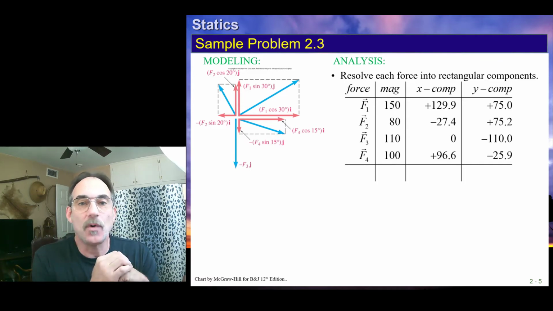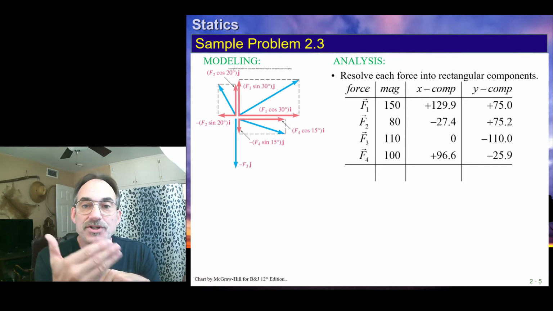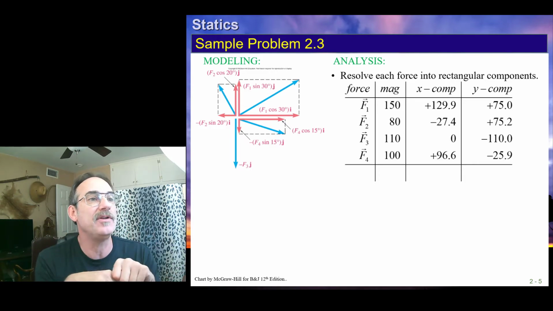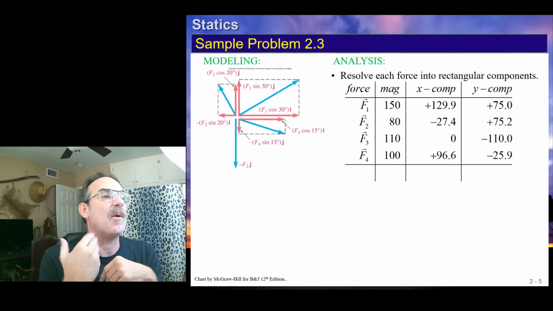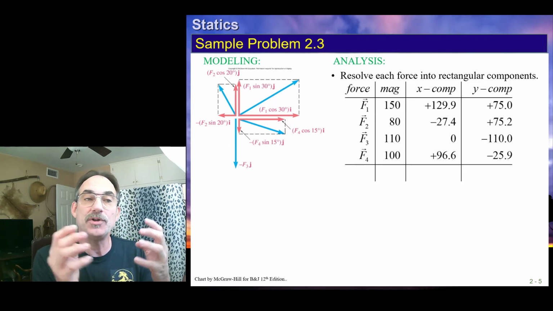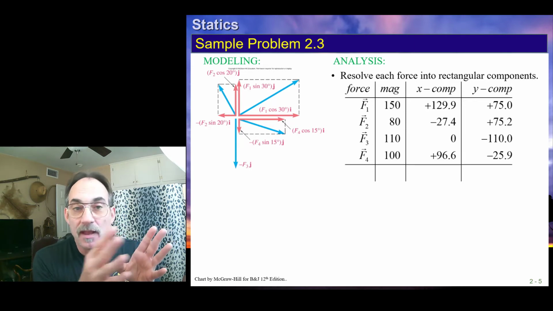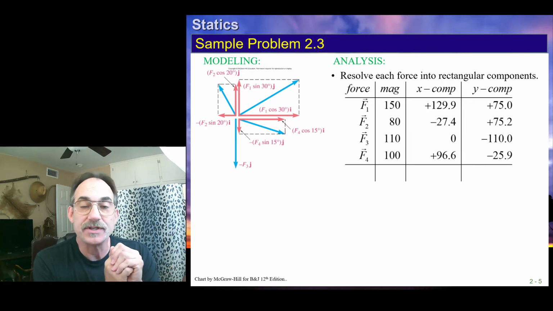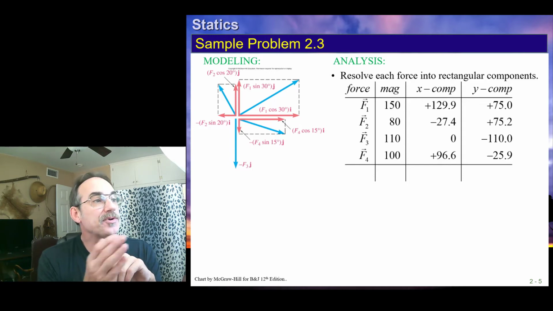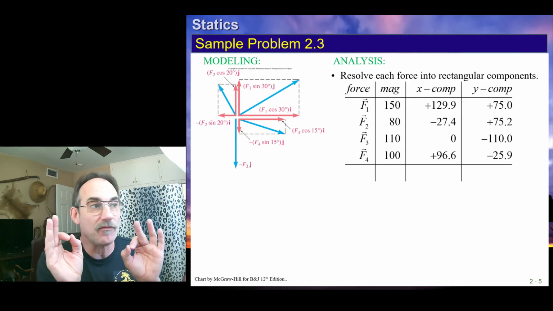Keep track of each force. We got force 1, force 2, force 3, force 4. We put it in the first column. In the second column, put the magnitude of each because that was given. We've got 150, 80, 110, and 100. Great. Being careful to make sure that each one is associated with its particular force. We then calculate the x component. And we're going to do this with respect to the same angle. So we need to be careful here.